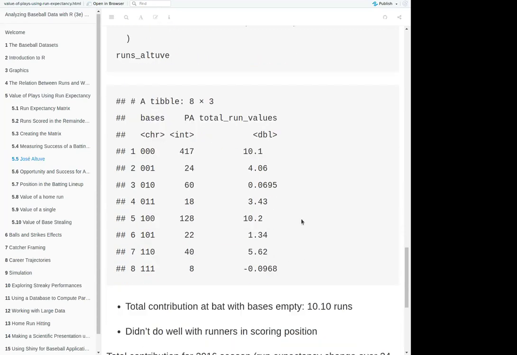So the total contribution at bat with bases empty is 10.1, followed by somebody on first with 10.2. Again, those are higher frequency instances. And he didn't do so well with runners in scoring positions, particularly somebody on second and with the bases loaded.